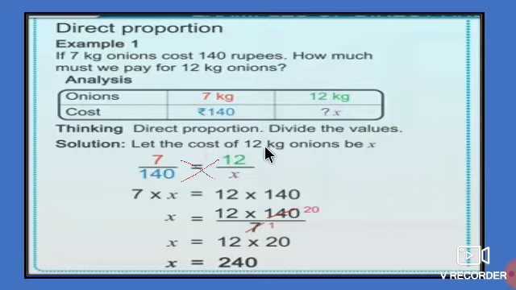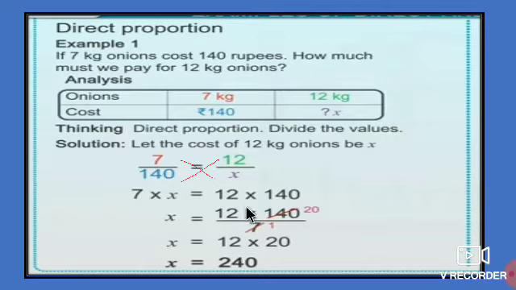Let the cost of 12 kg onions be x. So 7 upon 140. When there is a direct proportion, we have to write the ratio of the given quantities. 7 upon 140, the ratio, is equal to 12 upon x. After cross multiplication, we can write 7 into x and 12 into 140. 7 into x is equal to 12 into 140.